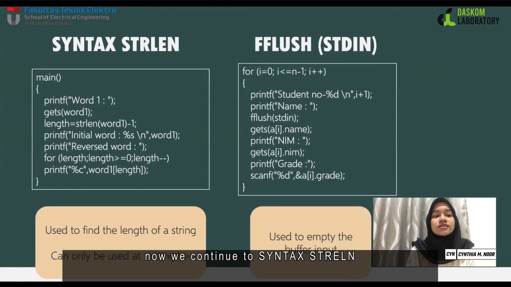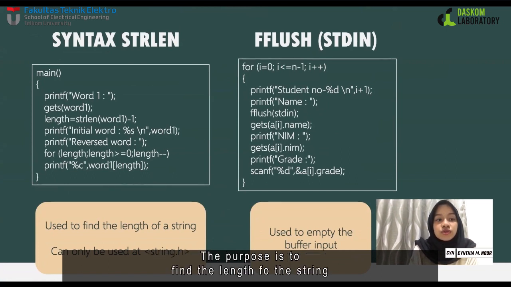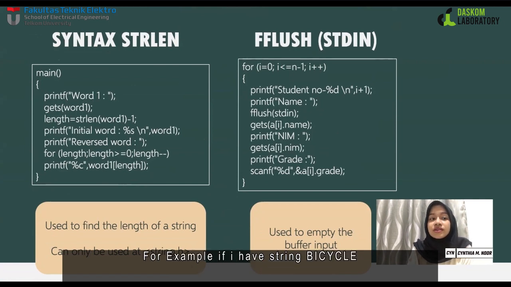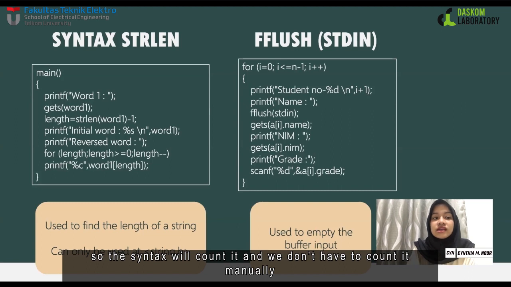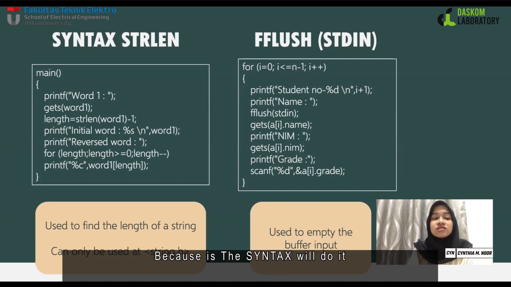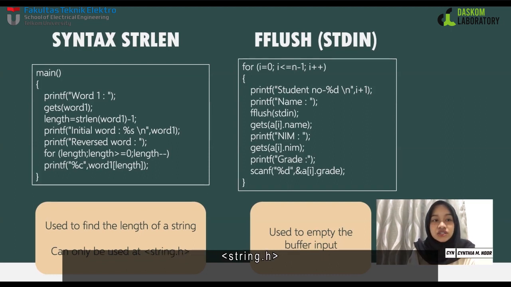Now we continue to the strlen syntax. So what is it? strlen is a string length syntax. The purpose is to find the length of a string. For example, if I have a string bicycle, the syntax will count how many characters are used in the bicycle string, for example B, I, C, and so on. So the syntax will count it, and we don't have to count it manually because the syntax will do it. And don't forget that this syntax can only be used with string.h.